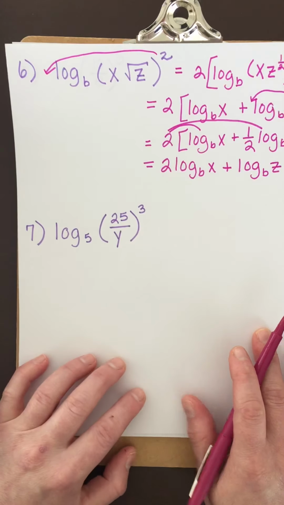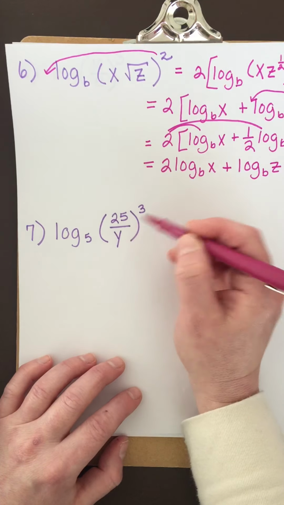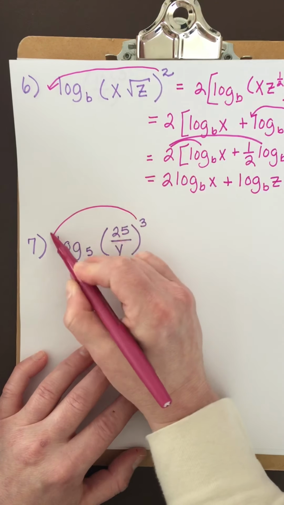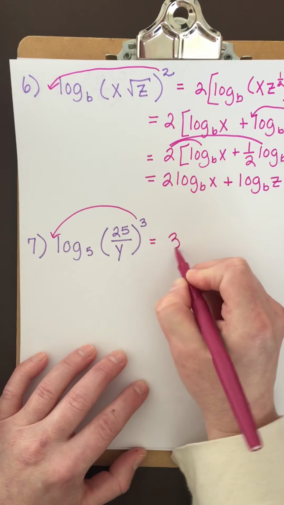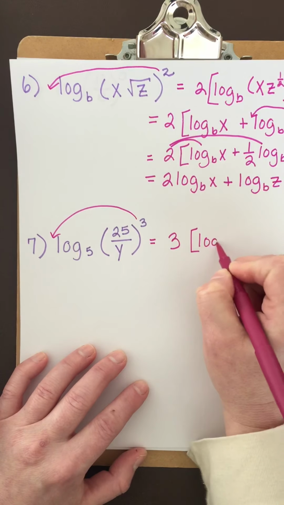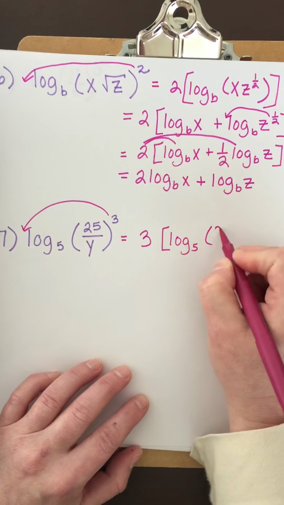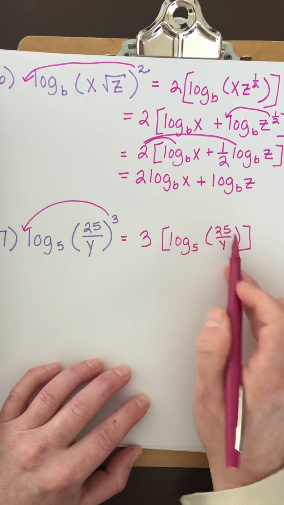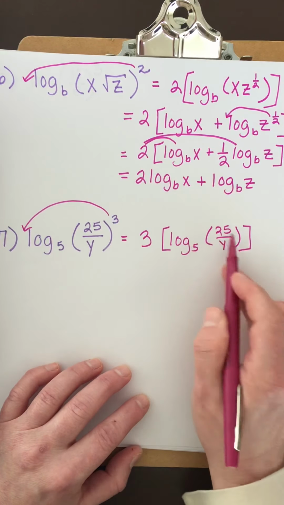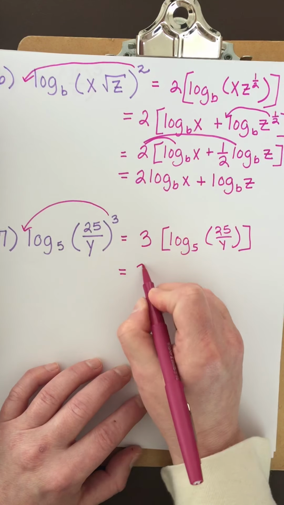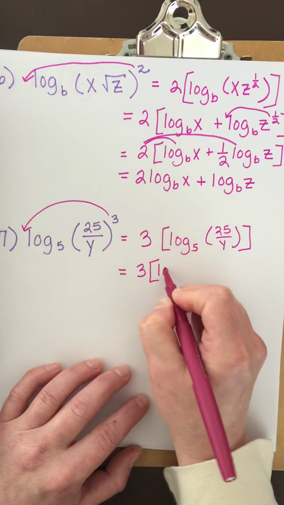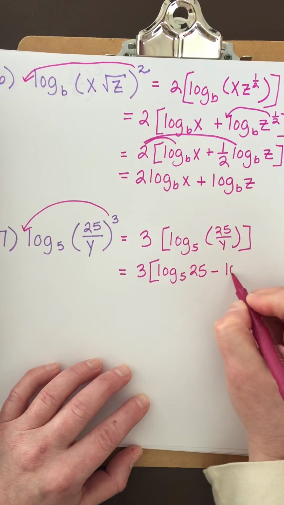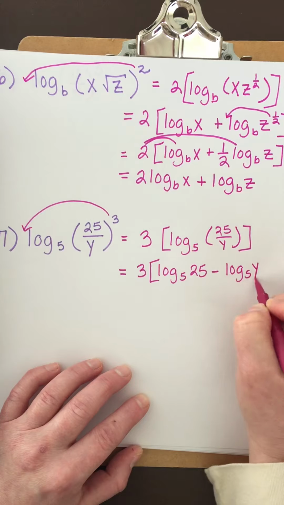We have the log base 5 of 25 over y raised to the 3rd power. So first I'm going to use the power rule and move that 3 out front. So that'll be 3 times the log base 5 of 25 over y. Well, here we have a ratio, so I'm going to use the quotient rule. So that'll be 3 times the log base 5 of 25 minus the log base 5 of y.